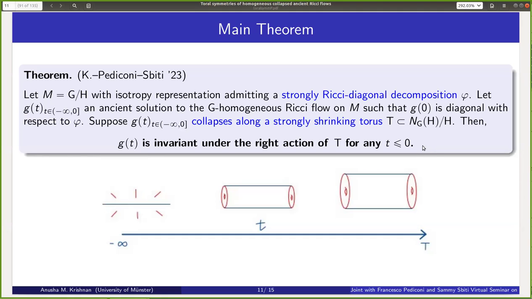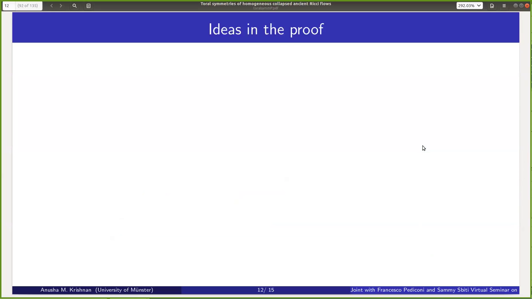Okay, so this is the precise statement of our main theorem, that collapsed ancient homogeneous Ricci flows have these toral symmetries. Okay, so I'd like to say a few words about the proof, or some of the ideas in the proof.